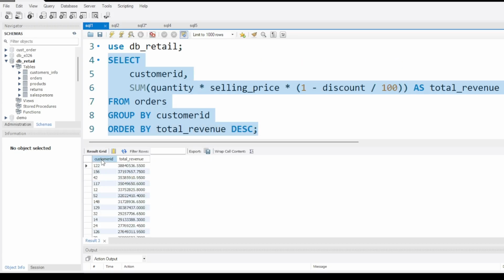Here we can see customer ID, which is available in the select statement, and total revenue, which we have calculated using this sum function, and then we have applied the discount.